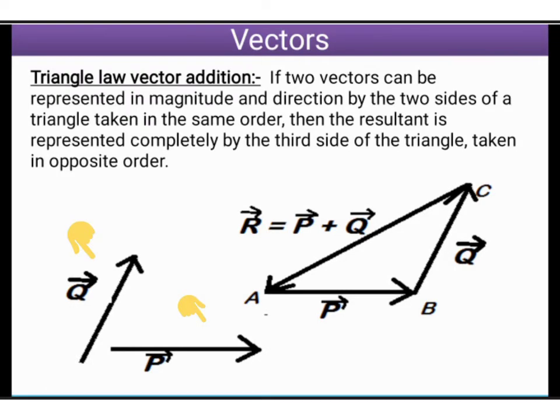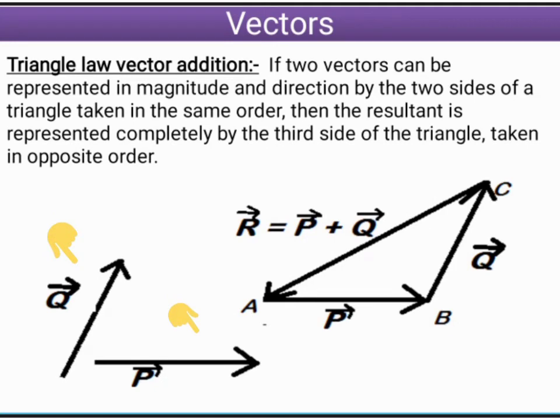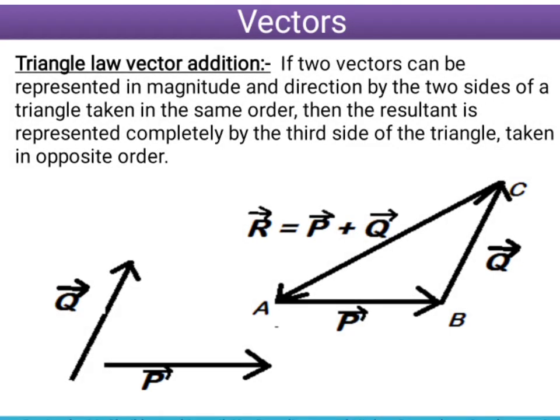If you see here, we have vector P and vector Q. They are taken in the same order. From A to B we have taken P, and then from B to C we have taken vector Q. They are in the same order, and the resultant is taken in opposite order from C to A. Thus, the resultant of such two vectors is R equals P plus Q. You can see here in the diagram.